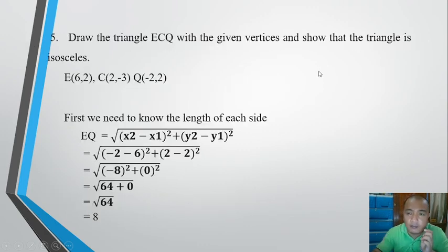Number 5. Draw the triangle ECQ with the given vertices and show the triangle is isosceles. We have here triangle ECQ with the given vertices: for E, (6, 2); for C, (2, -3); for Q, (-2, 2). So what will make this triangle isosceles?